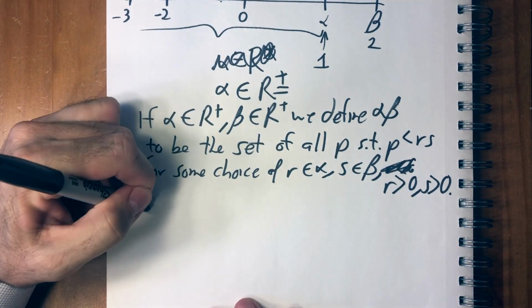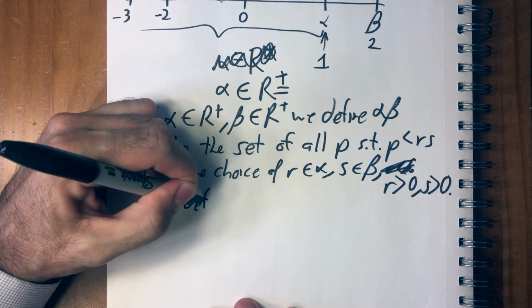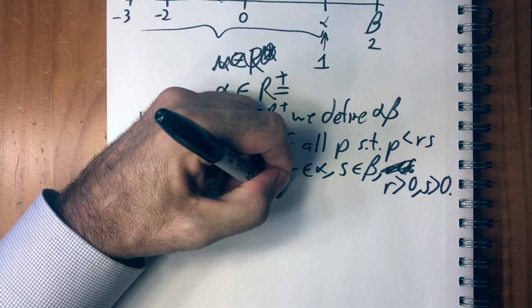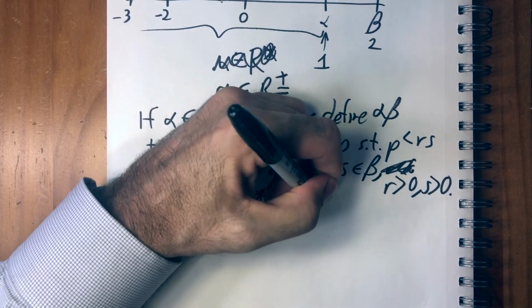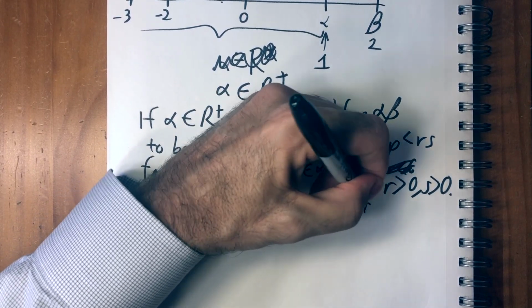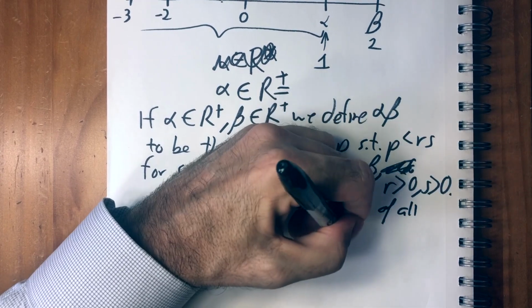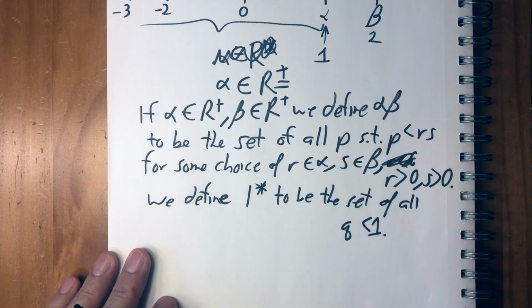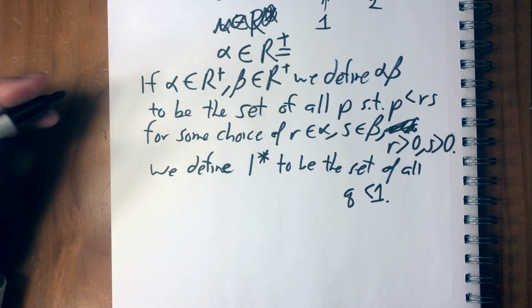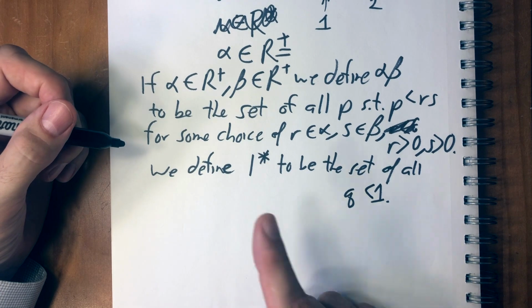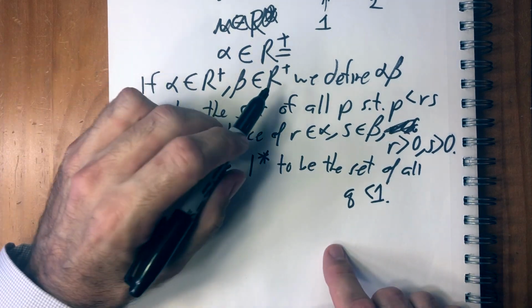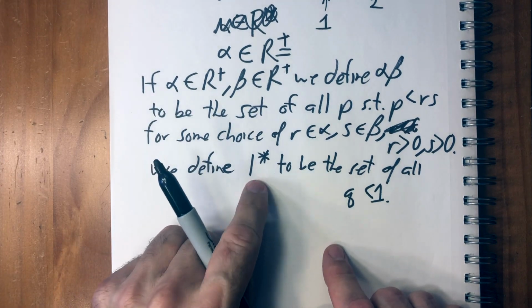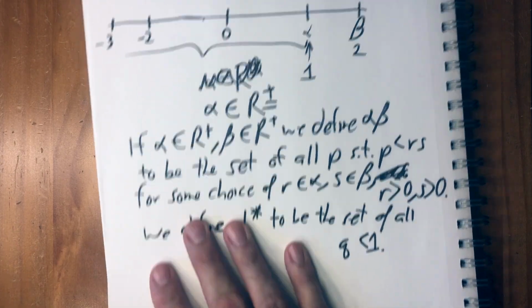And we define 1 star to be the set of all q less than 1. So with this definition, the axioms of multiplication hold for R plus and with 1 star in the role of 1 as the multiplicative identity.